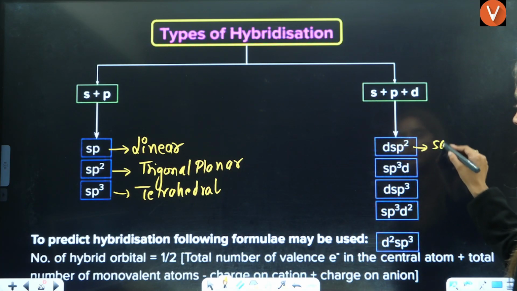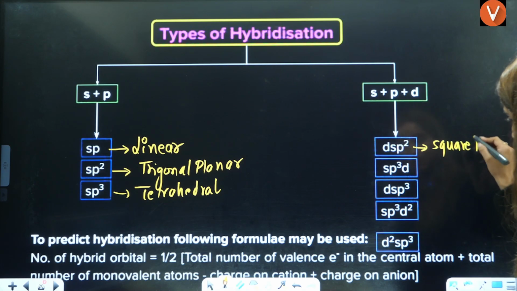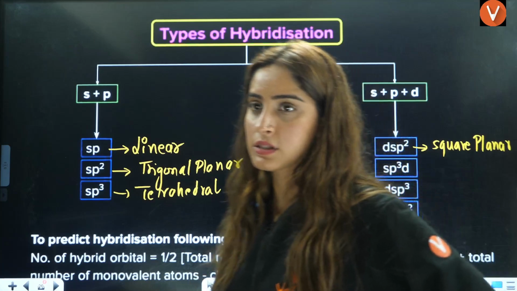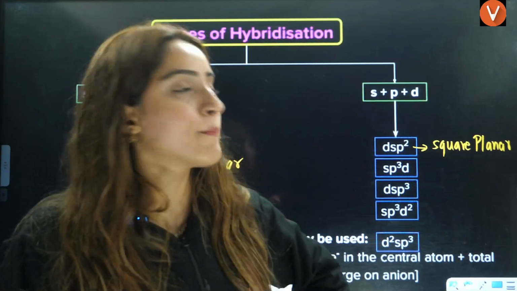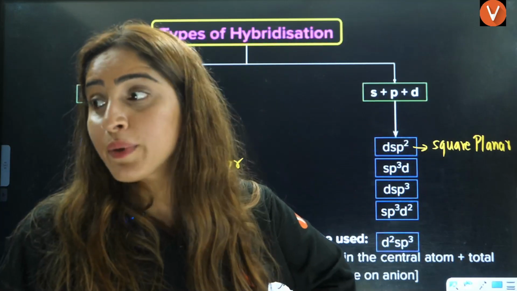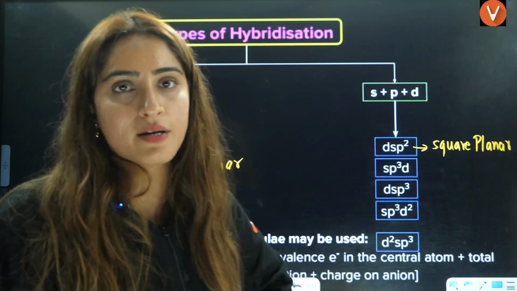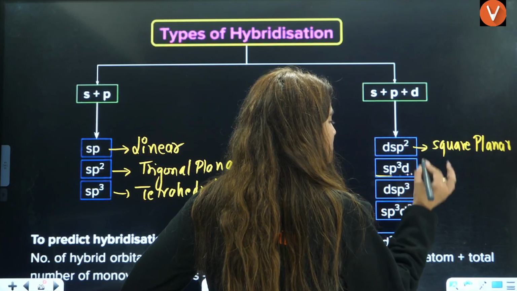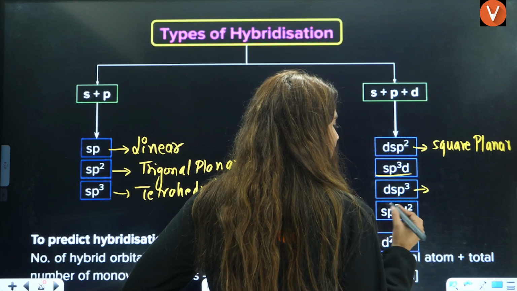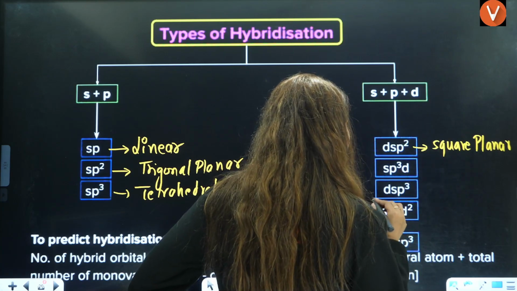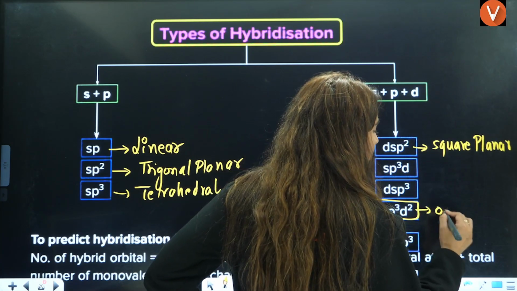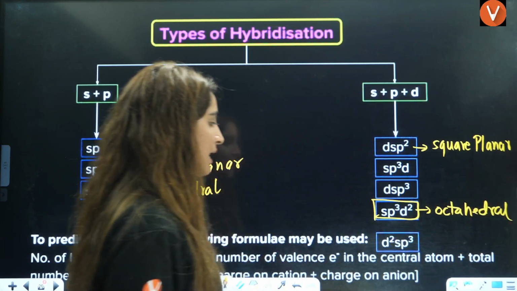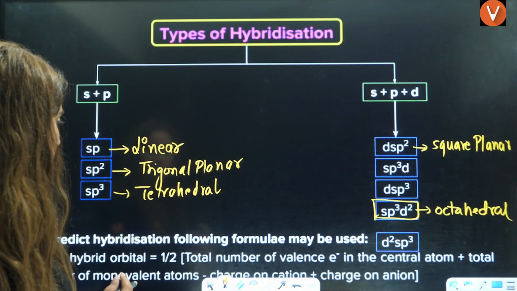dsp2 is square planar. We usually use dsp2 with d orbitals, that is, in coordination compounds, because here we are not doing transition elements. sp3d you don't have to focus on, because it is not that much in your syllabus. dsp3 is also not. sp3d2 is in your syllabus, that is octahedral. Understood?